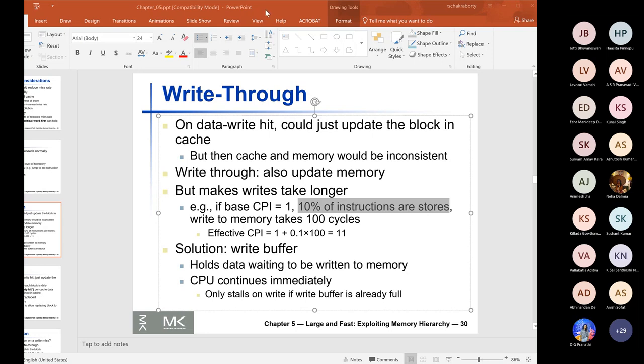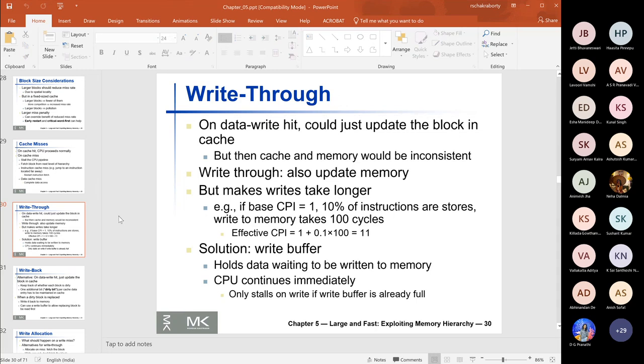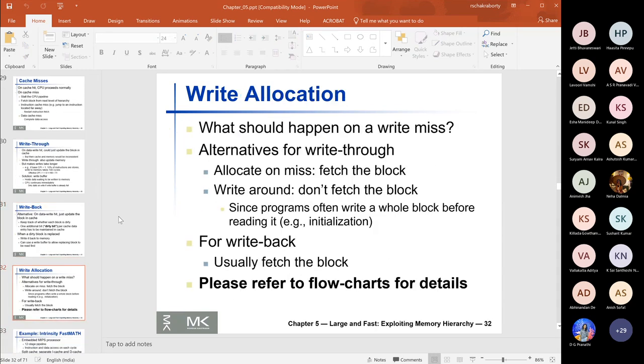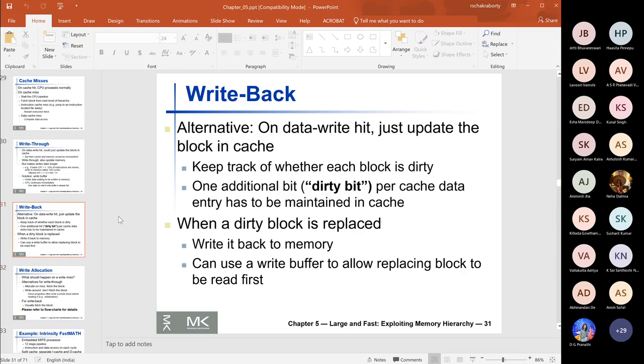Now, what happens if there is a write miss? There are further two options. One is called write allocate and the other is write no allocate. I will now project some other flowchart diagram to explain what are these two options.